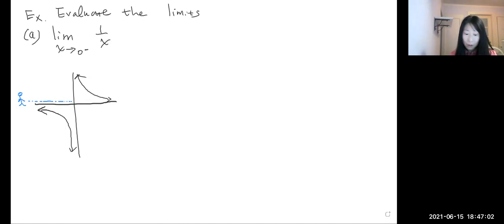The graph is connected, we are looking at this graph, because I'm following the graph. Make sense? So it would be negative infinity. Yes, it will be negative infinity. And from the right would be positive infinity. That's correct. So let's take a look at the second one.